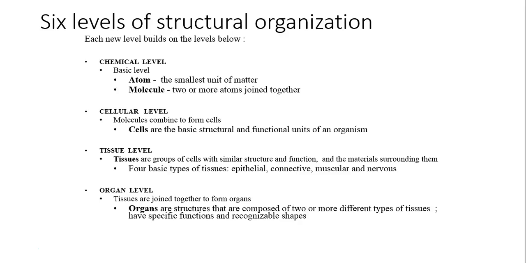The organ level. Tissues interact and join to form organs. And organs are structures that are composed of 2 or more different types of tissues. And they have recognizable shapes, and they have very specific functions.